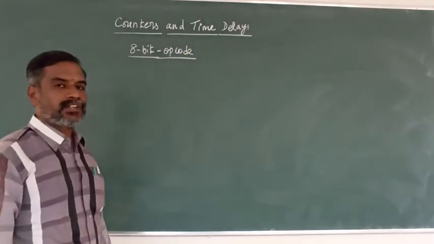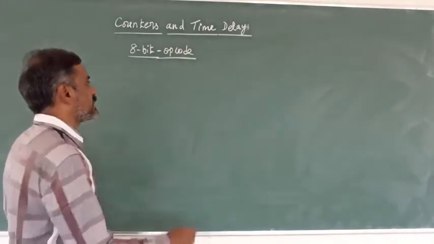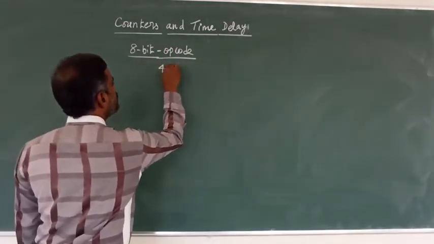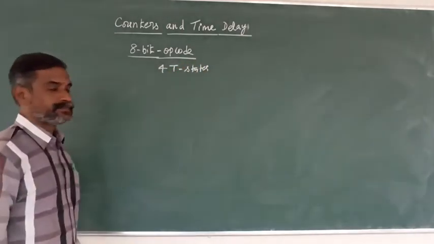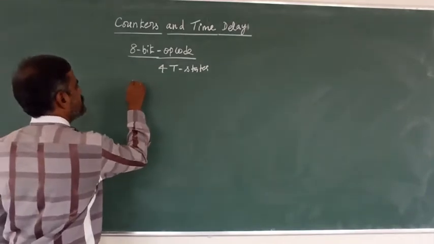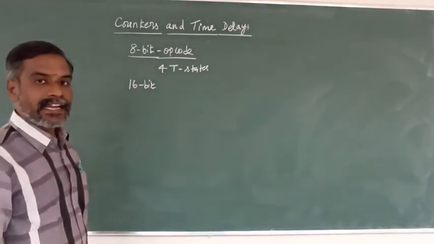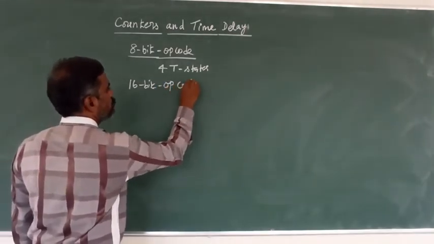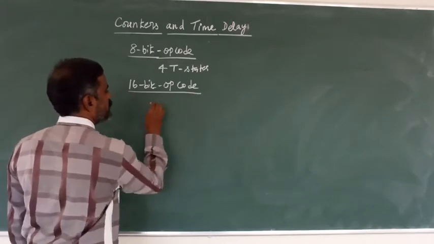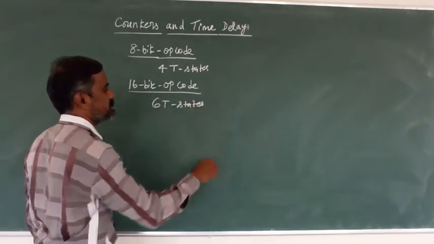Opcode for an instruction related to 8-bit requires 4 T states. For an instruction related to 16-bit, the opcode requires 6 T states.